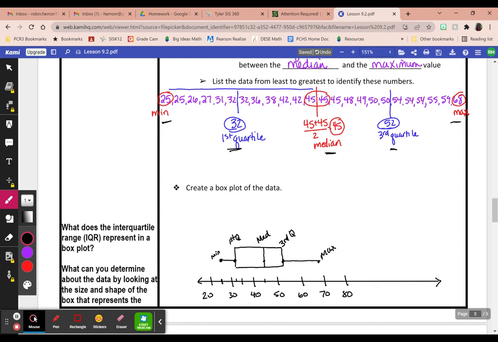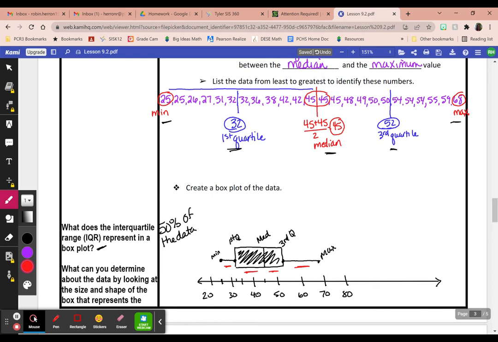So, what does the interquartile range represent in the box? This would be the actual shaded region in the middle, this part here. That's the interquartile range. It's between the quartiles. So that represents 50% of the data. Quartiles mean quarters, right? So this would be 1/4 here, 2, 3, 4. And so 2 of the quarters would make 50%.